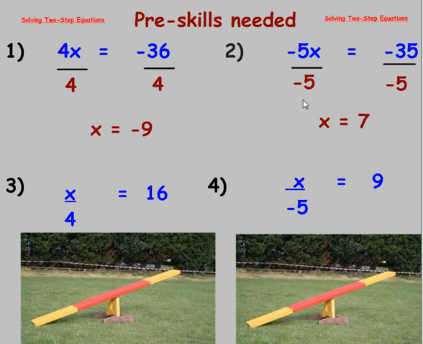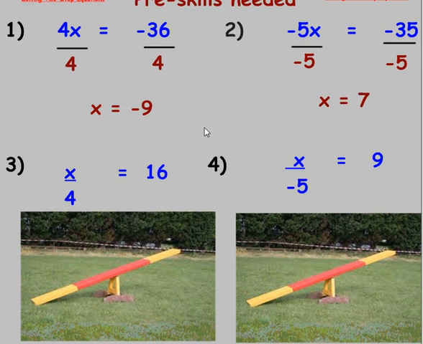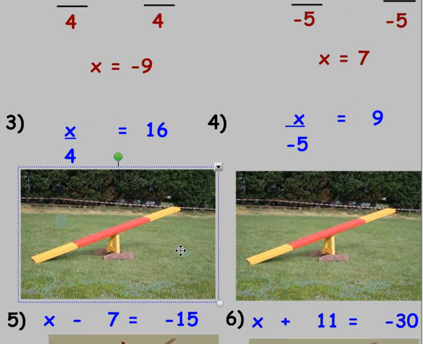Second one, we've got a -5 times some number. So we're going to do the opposite. We're going to divide by -5. We get x equals 7. Should be able to check both of these, plug them back in, and you should get those answers.